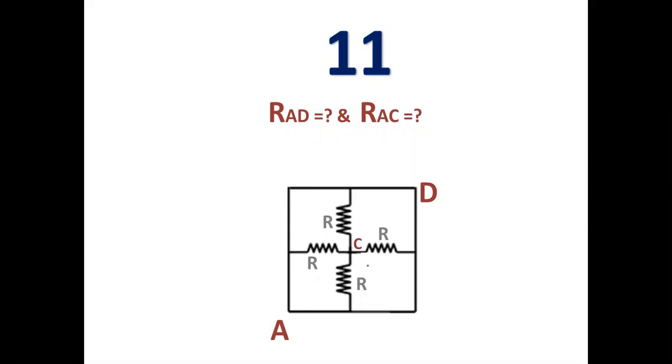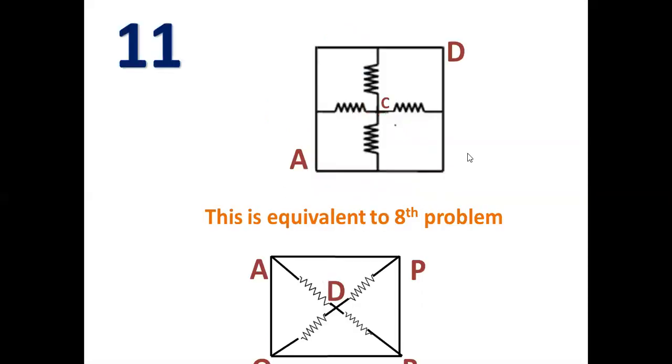So you have to find the equivalent resistance between R_AD and R_AC. Definitely, the resistance between A and D is 0, because A and D have been directly connected by a wire. Even though in between you have wire resistances, that is the easiest path. So resistance R_AD is 0, but may not be R_AC. So R_AD is 0, R_AC is R by 4.